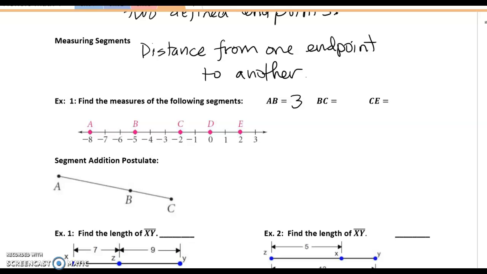Do the same thing for B to C: 1, 2, 3. And from C to E: 1, 2, 3, 4.